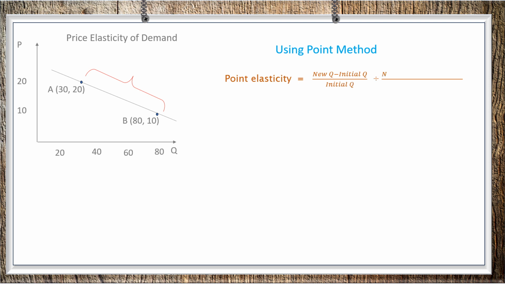It's a sloping curve that shows price drop from 20 to 10. And those are our 2 points, and they are different quantities. Now, using the point method, remember, point elasticity equals new quantity minus initial quantity over initial quantity, divided by new price minus initial price divided by initial price.